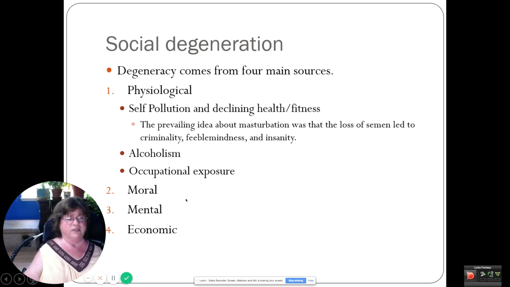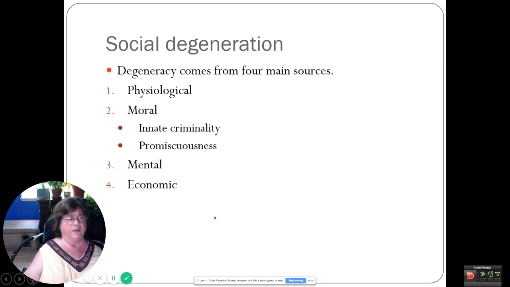The other degeneracies included moral. Individuals that had this might have innate criminality. They were just born bad. They've done criminal activities all their life. Repeat offenders, usually petty crimes. And promiscuousness, meaning sexually active. This is particularly important for women. Women that were seen as wanting to have sex were considered morally degenerate. You aren't supposed to enjoy sex. It was okay for men, bad for women.